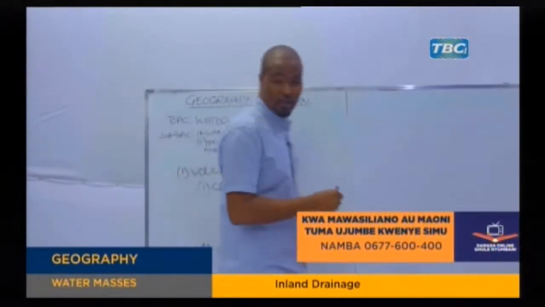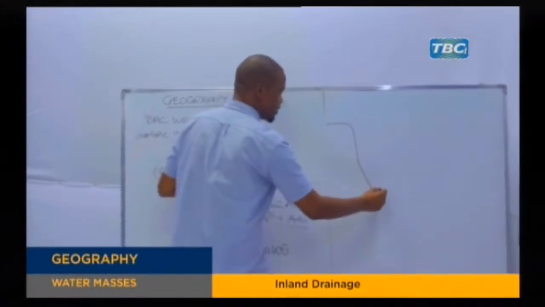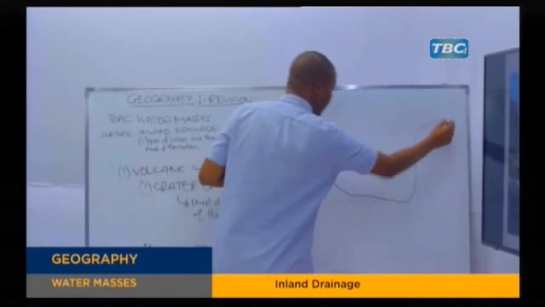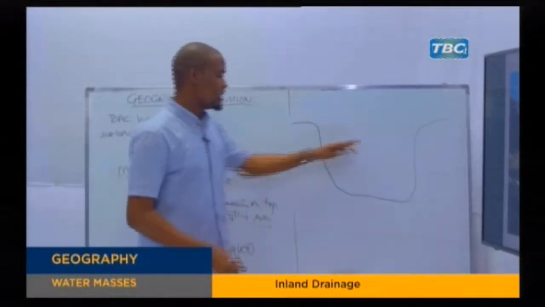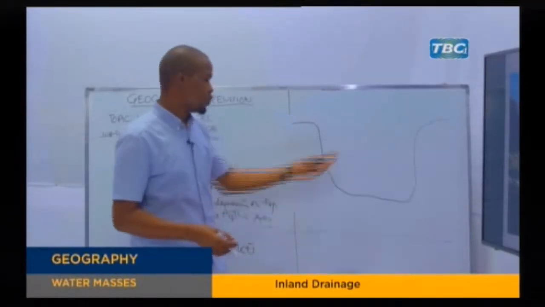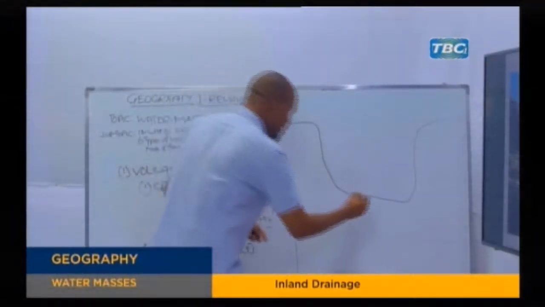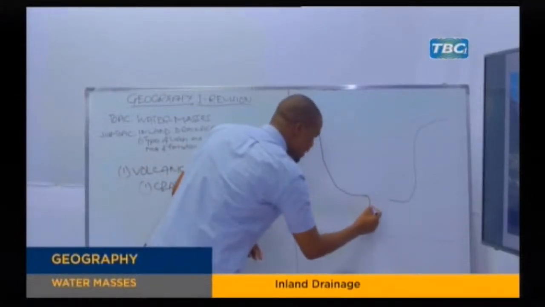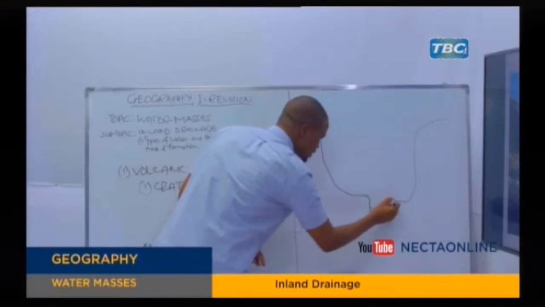Let me illustrate by using the diagram right here. Let us assume this one. It is a caldera, a very large circular depression formed due to the downward movement of a large part of the land. So what happened? We have the caldera right here. Between the caldera, a small depression may be formed. This one. See, a small depression inside the caldera.